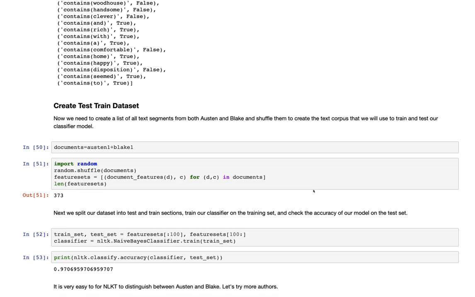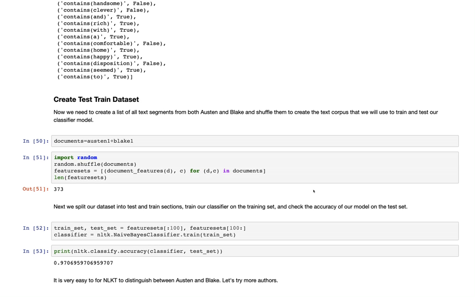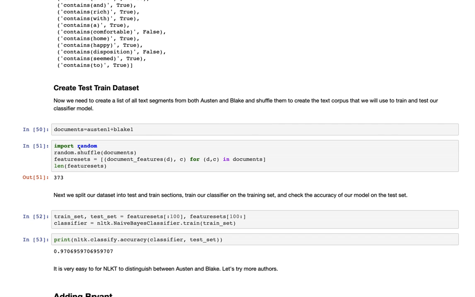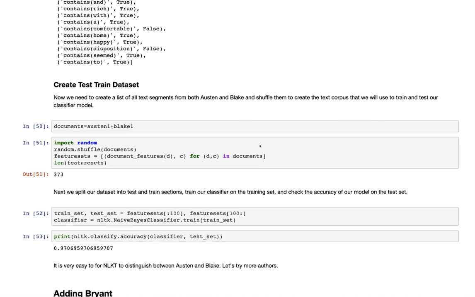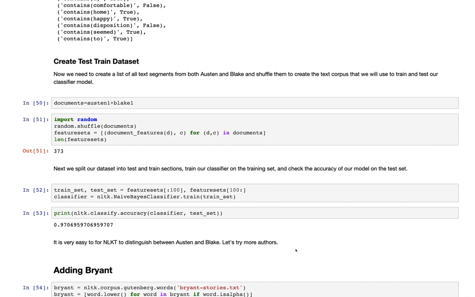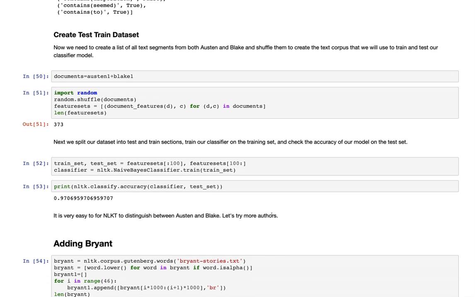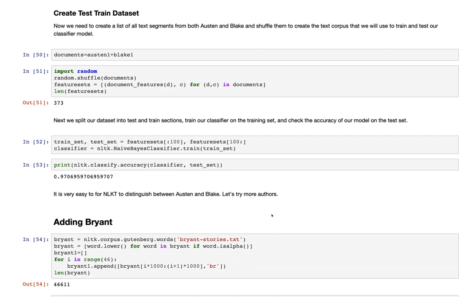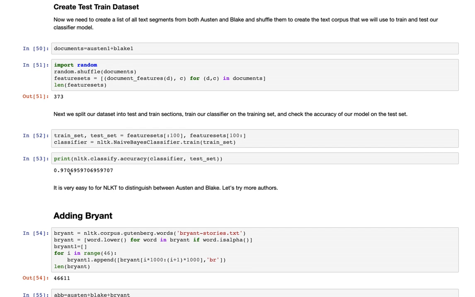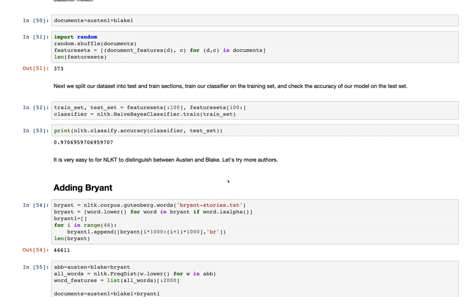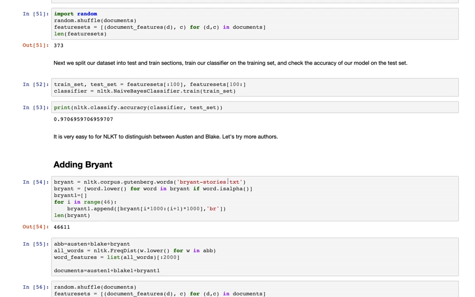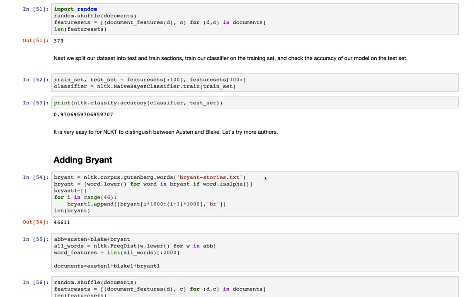Then we did a test train split, so we had to put all our 1,000 word texts together into one list and then shuffle that list and then split it into 2 pieces. Since we had close to 400 texts, we used the first 100 for our training and the rest for our testing. We got a 97% accuracy, which is pretty darn good for classifying between Austen and Blake.